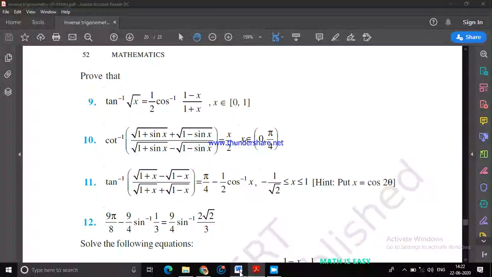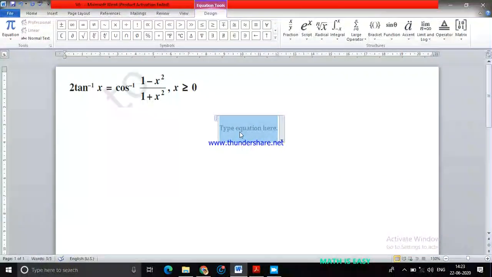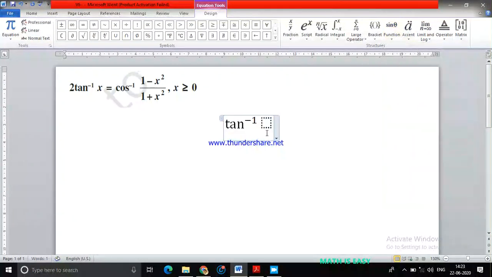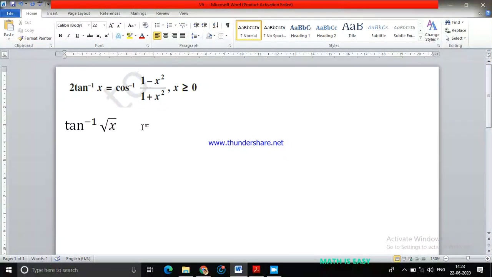What is the question? Tan inverse root x, this is given, equals, now I have to prove something. Now if you look at the formula, this is 2 tan inverse x equals this one. If I want only tan inverse x, what will happen? This 2 will go to the right hand side as 1 by 2 multiplication.